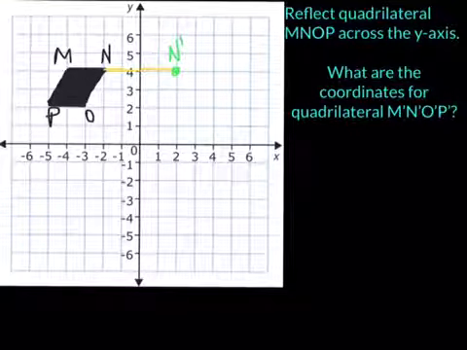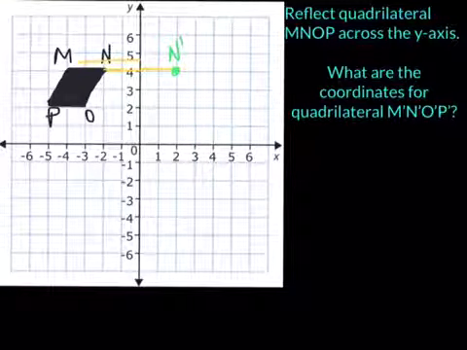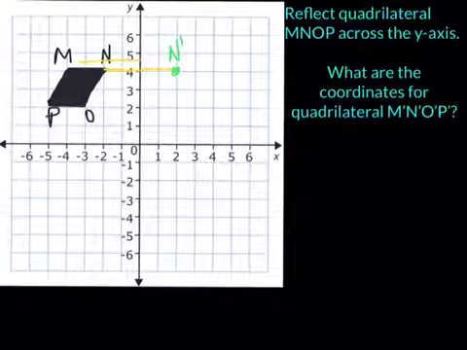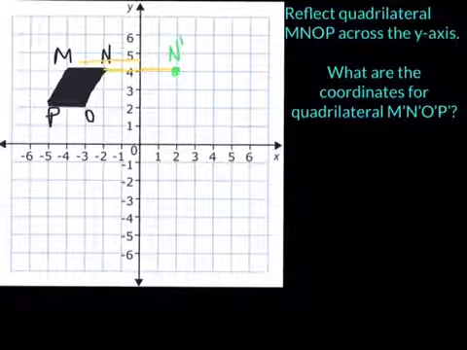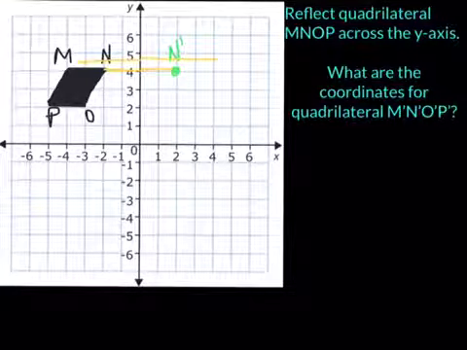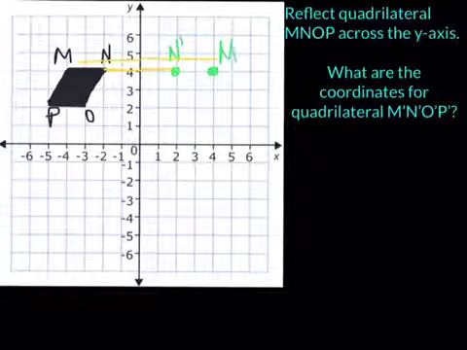From here, I'm going to go over 1, 2, 3, 4 to get to my y-axis, and what I do to one side, I have to do to the other, so I have to go 4 this way. 1, 2, 3, 4. So that means my y is going to be right here. And I'm going to go ahead and call him M prime. Okay? I'm going to actually do that with every single point.